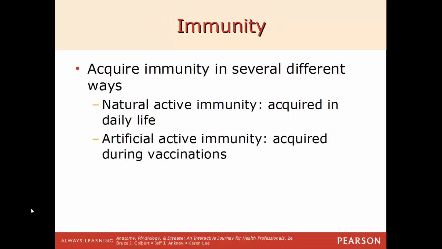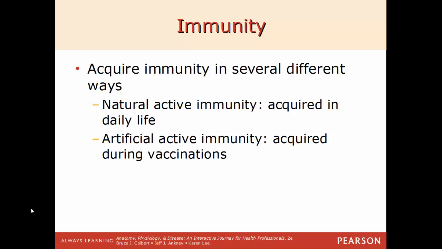Now we'll move on to the different types of immunity that we all have. Acquired immunity: we develop our acquired immunity in several different ways. The first kind is natural active immunity. This is acquired in normal daily life, through normal exposure to a disease. Someone who sits next to you has the flu, they cough on you, and you get sick. That's being naturally exposed to a disease.